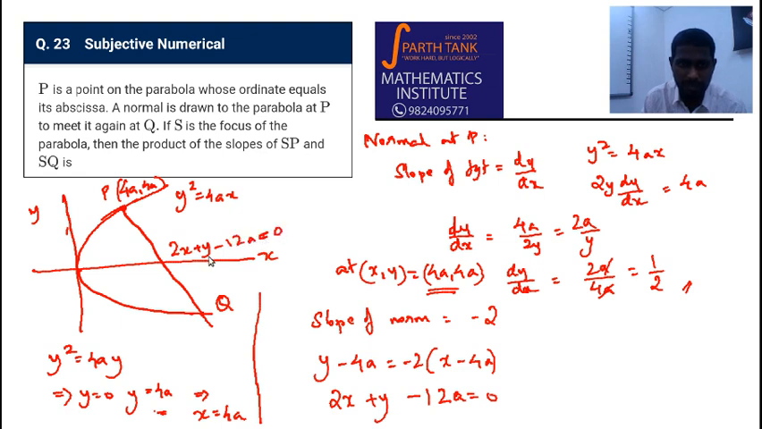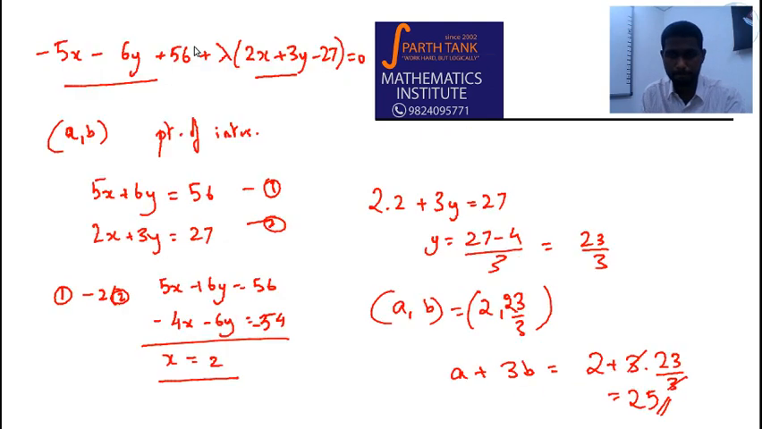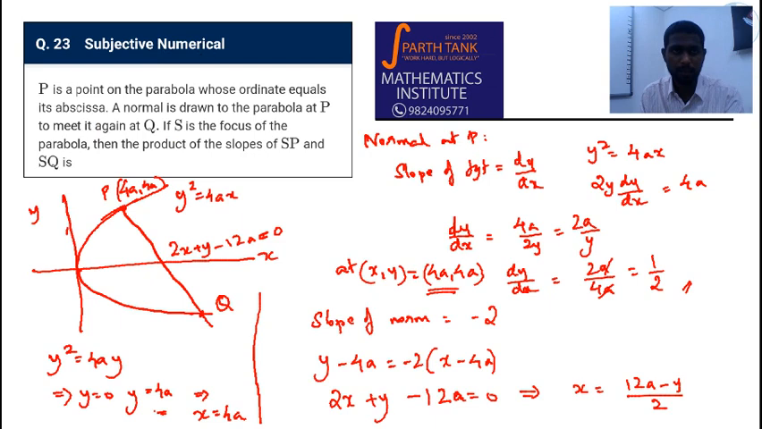Now if this line intersects the parabola again at another point, how to find that point? Solve this and the parabola. How can I do that quickly? Find the value of x and substitute it there. This gives me x is 12a minus y upon 2. Substitute this in y squared is equal to 4ax. So y squared is 4ax, and x I found as 12a minus y by 2.